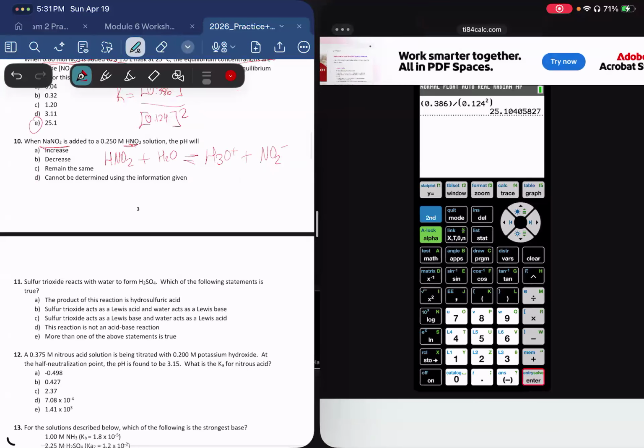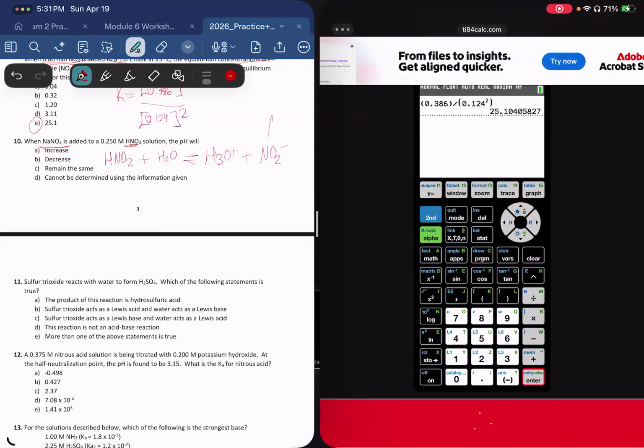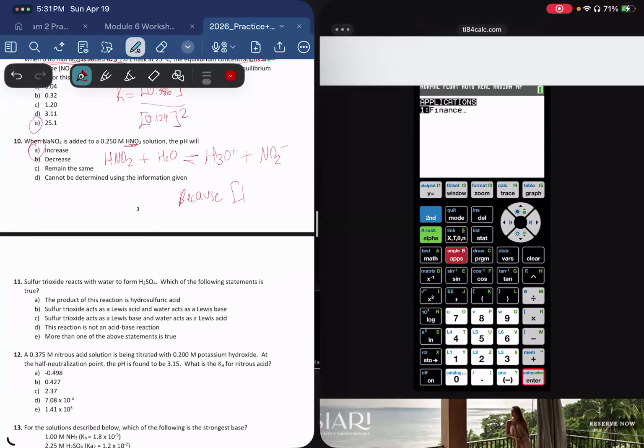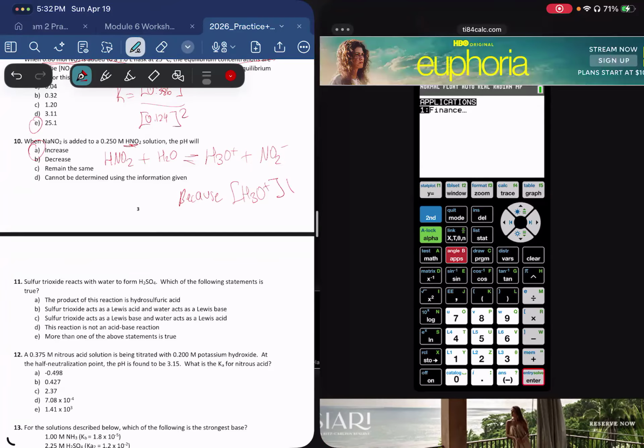So when you add sodium nitrite, you're actually increasing this amount, right? This is a Le Chatelier question, right? So if you're increasing that amount, the equilibrium is going to shift to the left. And so this hydronium is going to decrease. Because the hydronium is going to decrease, that means you're decreasing the concentration of hydronium. In other words, the pH is going to increase because H3O plus decreases.